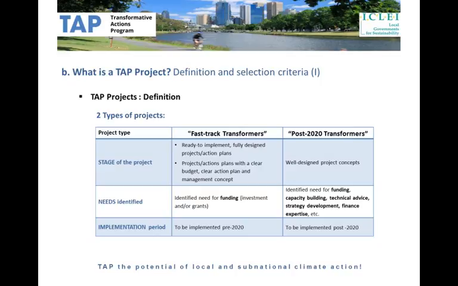And finally, regarding the implementation period, either the project will deliver results before 2020, so in that case it will be a fast track, or the results or the impact of the project will be achieved after 2020, and so in that case it would be classified as a post-2020 transformer. Be aware that an applicant can submit both types of projects. There is no restriction on that.